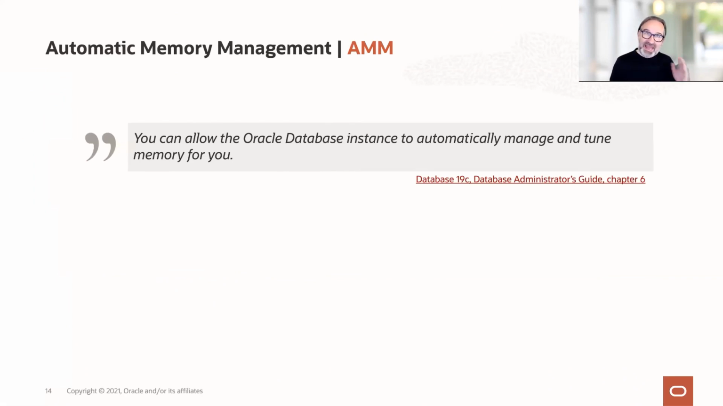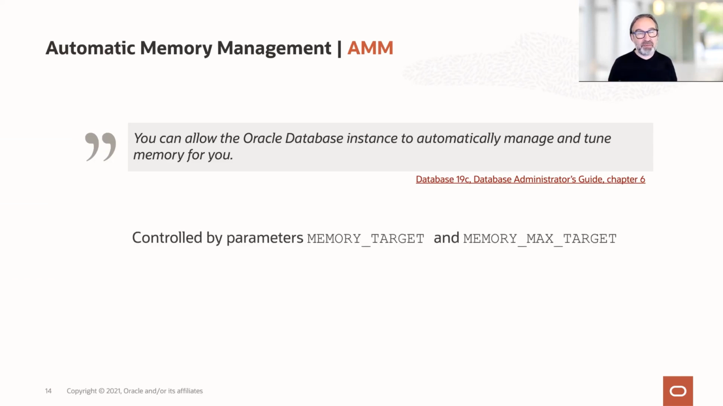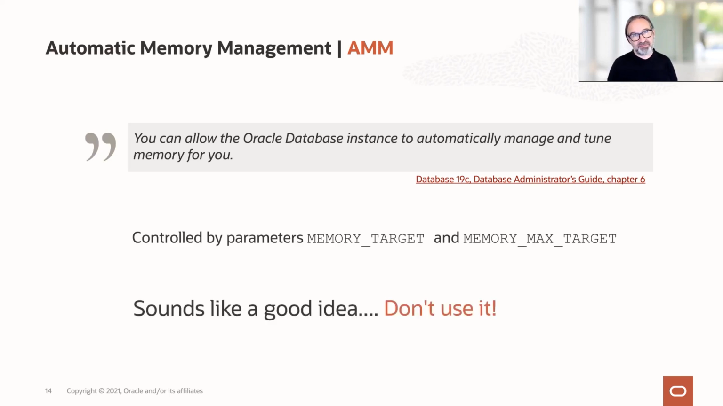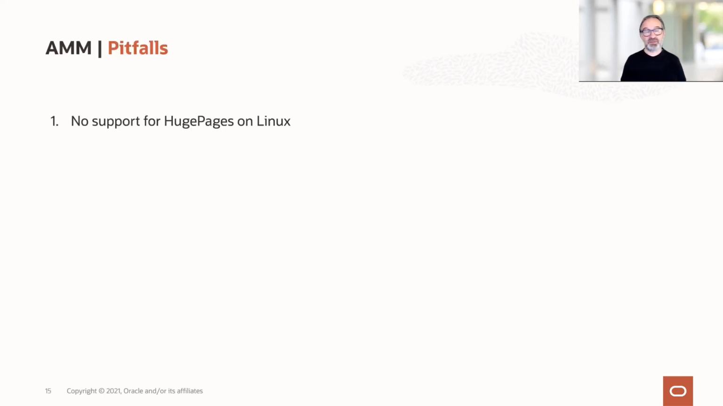Automatic memory management, AMM. What does the documentation say? You can allow the Oracle database instance to automatically manage and tune memory for you. Sounds great. We speak about these two parameters, memory target and memory max target. And it sounds great, but don't use it. Yeah, we tell you, don't use these parameters. Why not? First of all, on Linux, no support for huge pages. Your machine has like 128 gig of memory, but you can't address the memory with huge pages. That's bad.